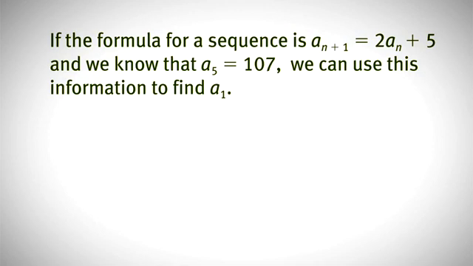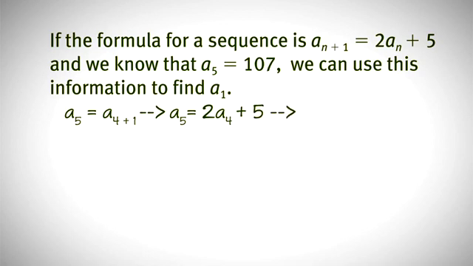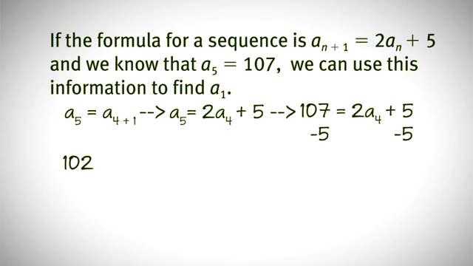In this scenario, let's make A sub 5 equal A sub n plus 1 for our formula. A sub 5 is going to equal 2 times A sub 4 plus 5. So we know that A sub 5 equals 107. Now that we have this number, let's plug it back into our original equation. We know that 107 is going to equal 2 times the number before A sub 5, which is A sub 4, plus 5. So you subtract 5 from both sides. You get 102 is equal to 2 times A sub 4, so A sub 4 is equal to 51.